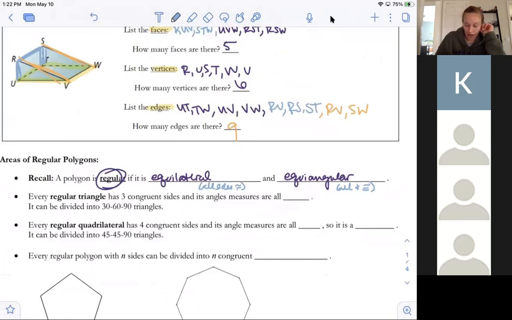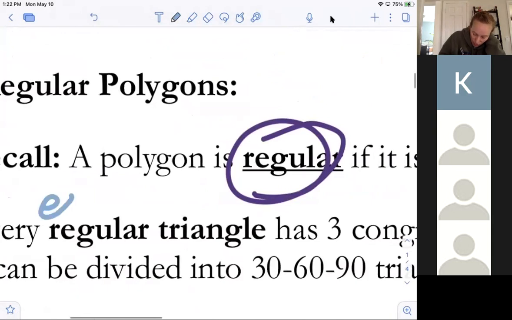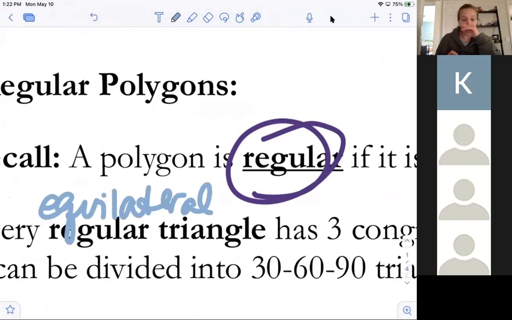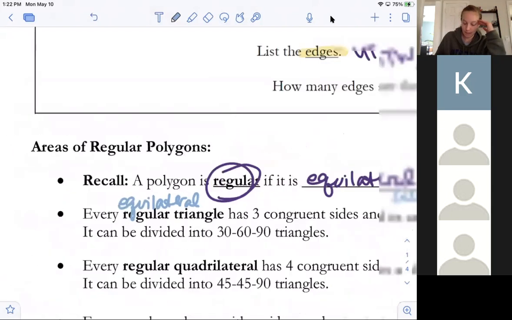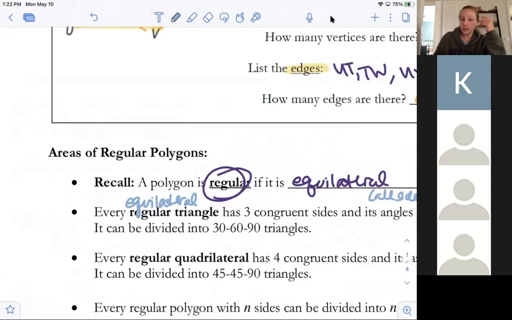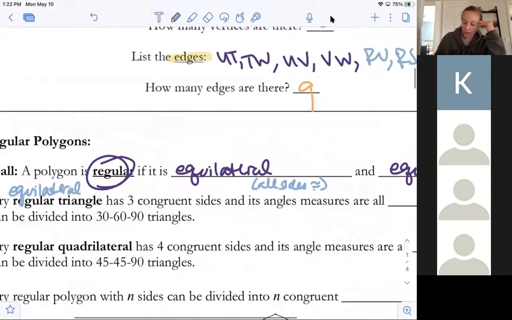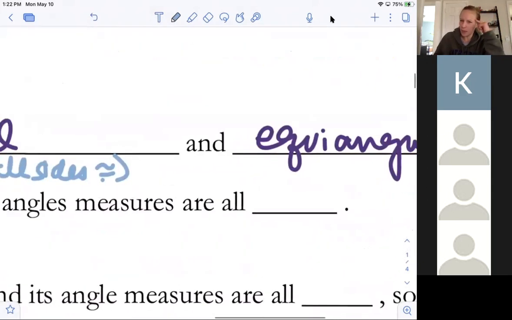So a regular triangle, we usually call an equilateral triangle. I don't know why we call it equilateral versus equiangular triangle, but when you were back in elementary school, you learned an equilateral triangle was where all the sides are the same. So equilateral is a regular triangle and it has 3 congruent sides and all of its angle measures are what? Does anyone remember what all my angle measures are if it's a triangle and it's equiangular? What would all my angles be? 60? 60, very good. 60 degrees.